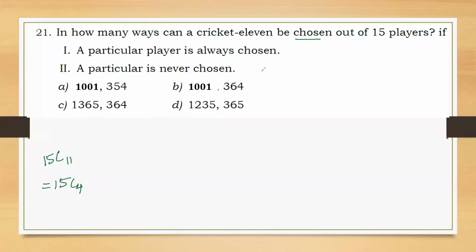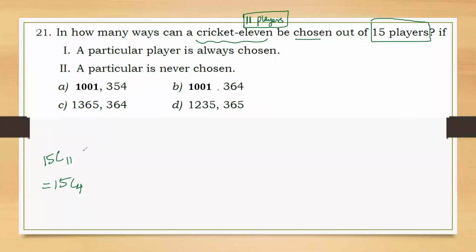What is cricket 11? Cricket 11 is nothing but we need to select 11 players. In cricket we have 11 players for a game. So we need to choose 11 players out of 15 players. That's the meaning here. So in cricket, there are 11 players for each game, so we need to select 11 out of 15.